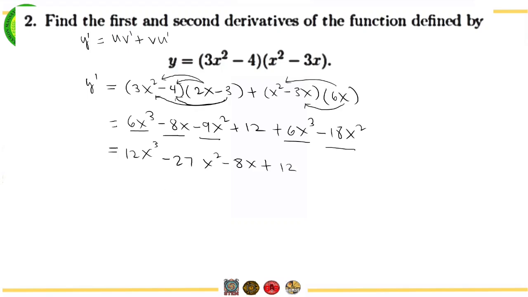Okay, so let's have the second derivative. The second derivative is the derivative of the first. So 12 times 3 is 36x squared. Then 27 times 2 is 54x. Then minus 8. So that is the second derivative of the function.